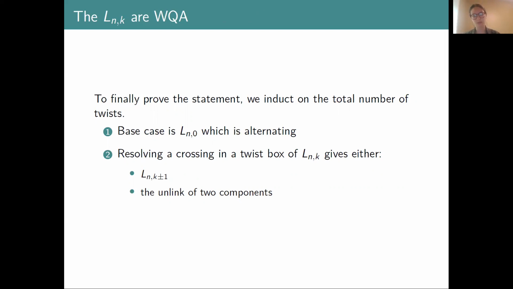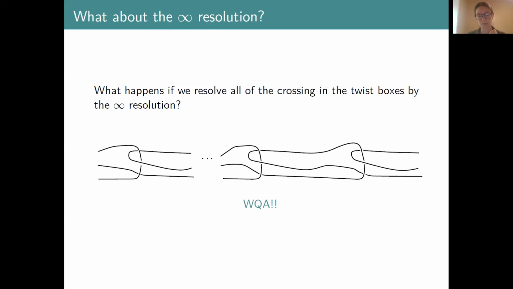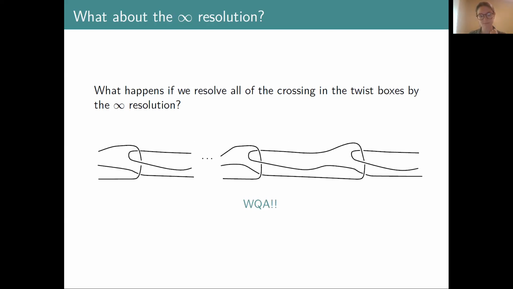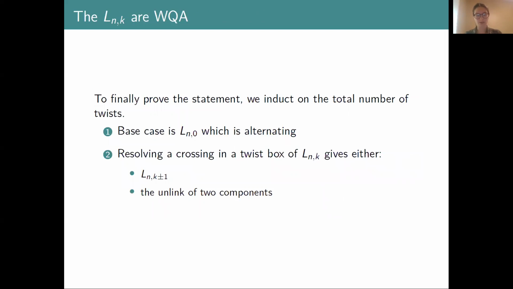So our base case is going to be the case where there are no twists at all. So when k is 0. So that was this picture here, which we simplified here. Okay, so our base case is weakly quasi-alternating.